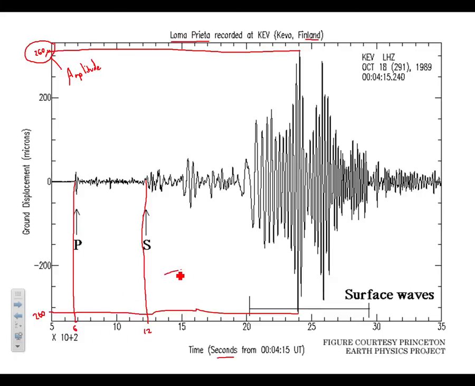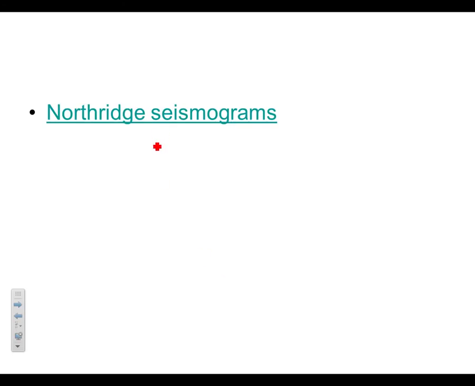So our time lag is going to be about 6 seconds. So our 6 seconds for our time lag. So that's what you're going to be looking at. You're going to be finding the amplitude and finding the time lag from the seismograms. Let's look at some more.